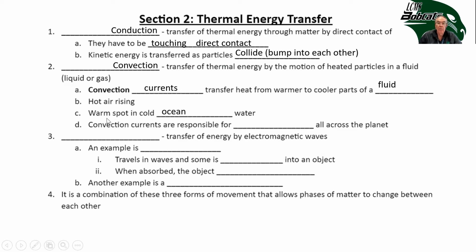This is how warm spots in the ocean move to cold spots, like along the equator where the water heats, it flows up and creates currents. Convection currents are responsible for our weather across the planet.